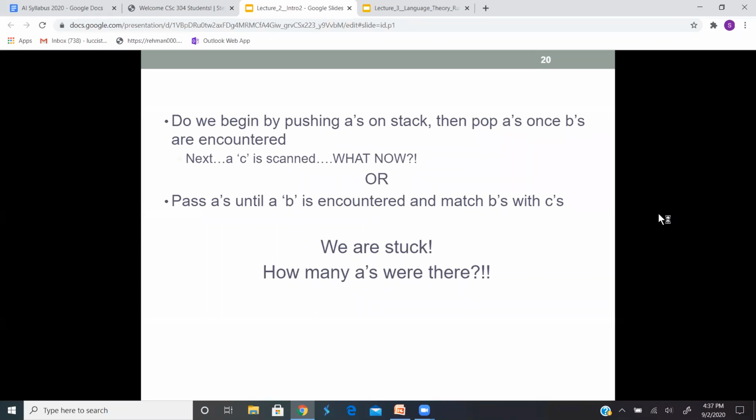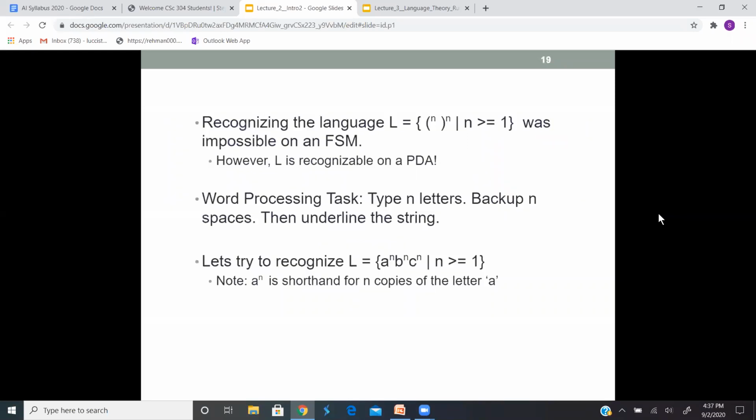And go back one, I think. Oh, I'm sorry, the last bullet. So now we have the push-down automaton model in our heads. Let's try to recognize L, the language, capital L: A to the N, B to the N, C to the N, N is greater than or equal to 1. And think of word processing.